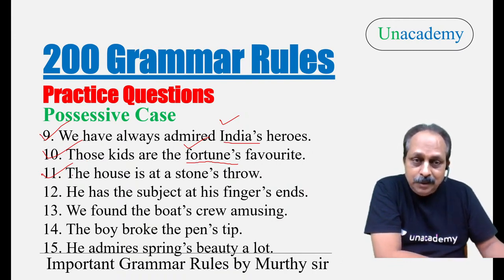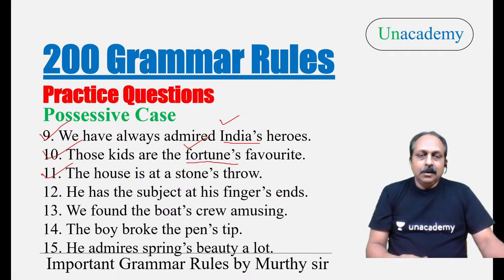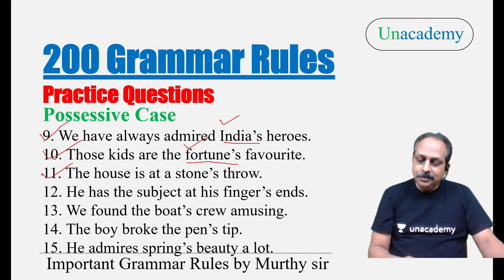Sentence number 12. He has a subject at his fingers' tips. Is this right or wrong? How come buffering? Shouldn't happen. He has a subject at his fingers' ends. Yes, sentence number 12 is wrong.